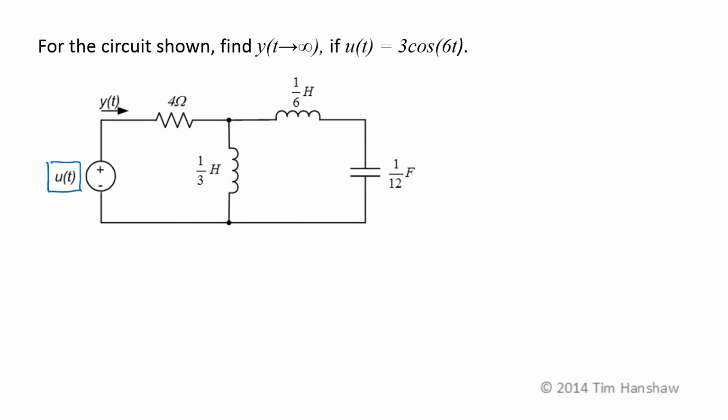We have an input voltage here, u(t), which for the first part of this problem is a sinusoid, 3 cosine of 6t. We want to find y as t goes to infinity. So we want the response as t goes to infinity for a sinusoidal input.